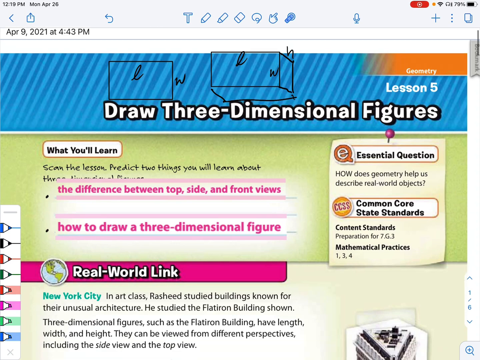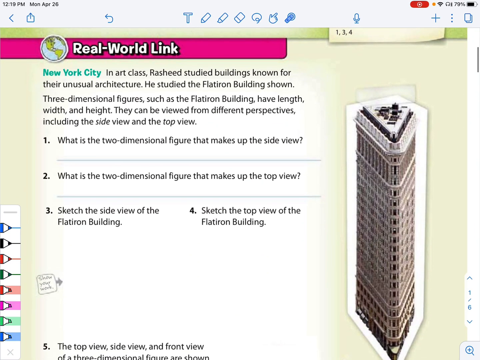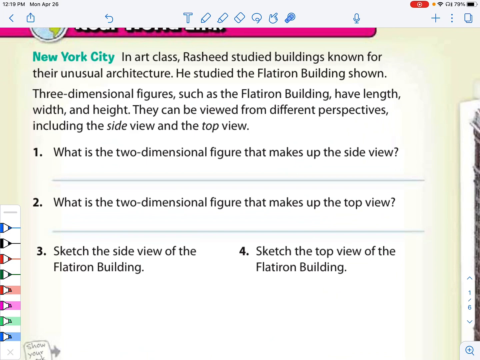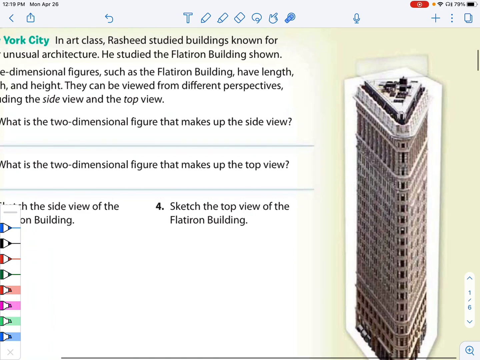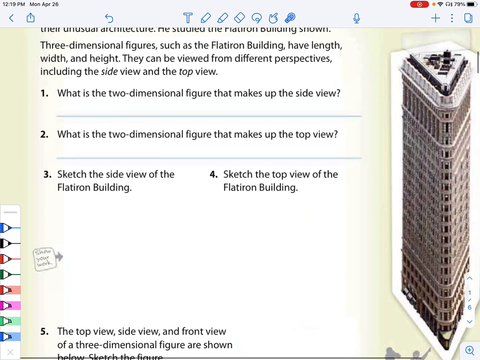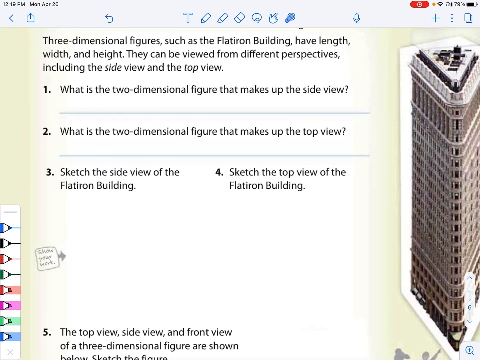Okay, so let's take a look at the real-world link and see how this works. So in New York City, in art class, Rashid studied the buildings known for their unusual architecture. He studied the Flatiron Building shown. The reason for that, it looks like a flat iron. The three-dimensional figures such as the Flatiron Building have length, width, and height, just what I mentioned. They can be viewed from different perspectives, including the side view and the top view.